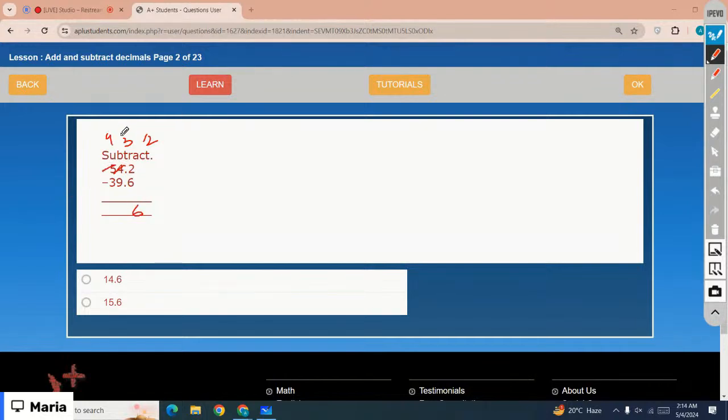You have 4 here and 1. That makes 13. So, 13 take away 9 is 4. And 4 take away 3 is 1. So the correct option is 14.6, right? That is option number 1. 14.6 is the correct option.